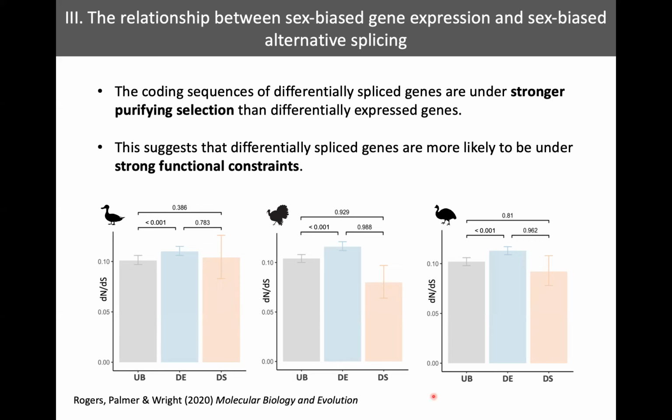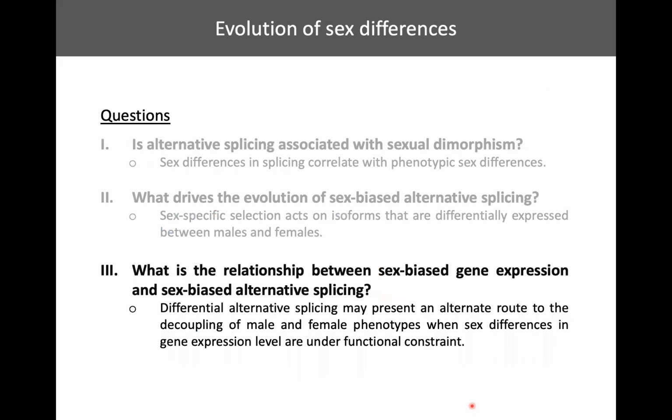So taken together, these results suggest that when genes are subject to functional constraints, the evolution of sex-specific isoforms may offer a more viable mechanism than changes in expression level to achieve sex-specific functions. So that answers our last question. Differential alternative splicing may present an alternate route to the decoupling of male and female phenotypes when sex differences in expression level are under functional or pleiotropic constraint.